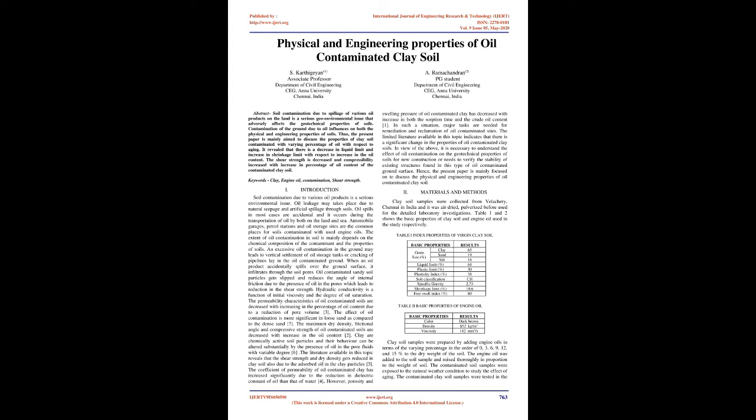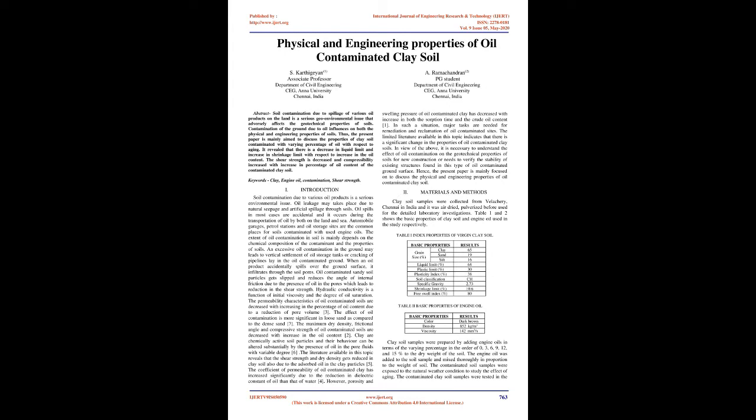Introduction. Soil contamination due to various oil products is a serious environmental issue. Oil leakage may take place due to natural seepage and artificial spillage through soils. Oil spills in most cases are accidental and occur during the transportation of oil both on land and sea. Automobile garages, petrol stations, and oil storage sites are the common places for soils contaminated with used engine oils. The extent of oil contamination in soil mainly depends on the chemical composition of the contaminant and the properties of soils. An excessive oil contamination in the ground may lead to vertical settlement of oil storage tanks or cracking of pipelines laid in the oil-contaminated ground.